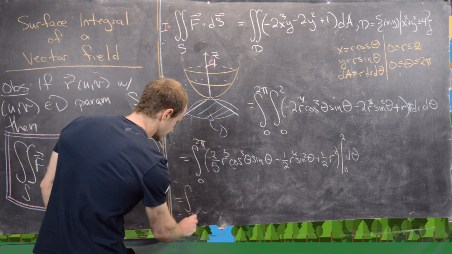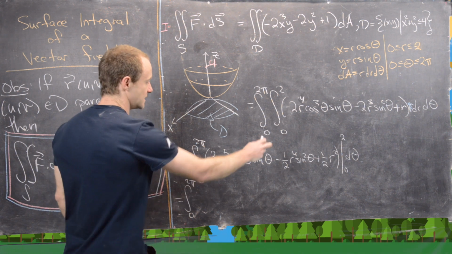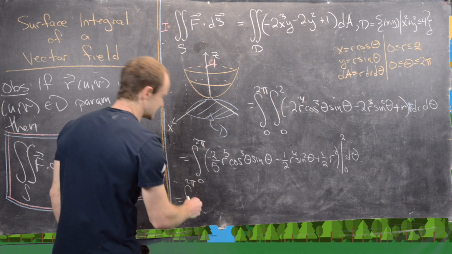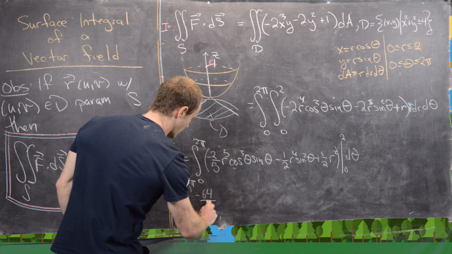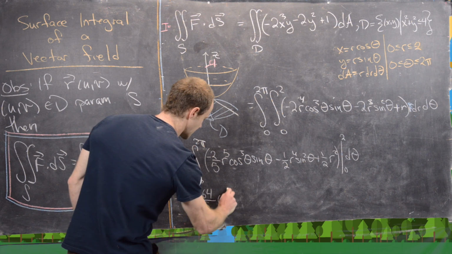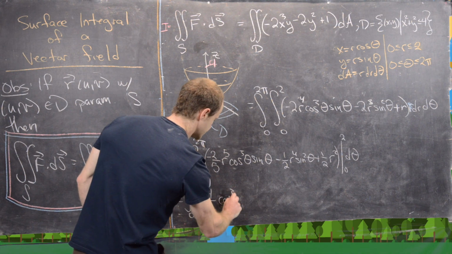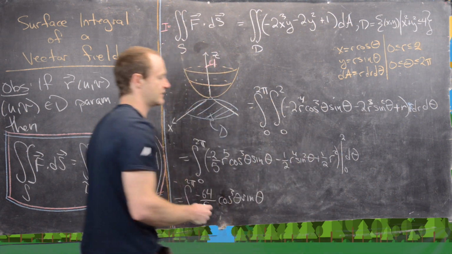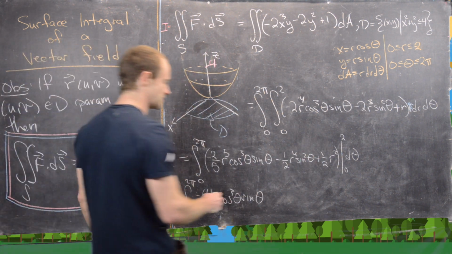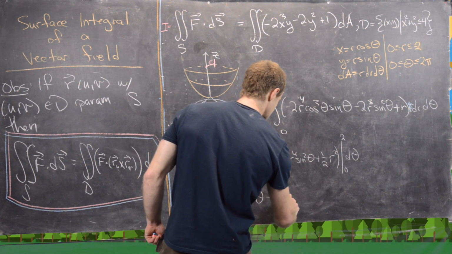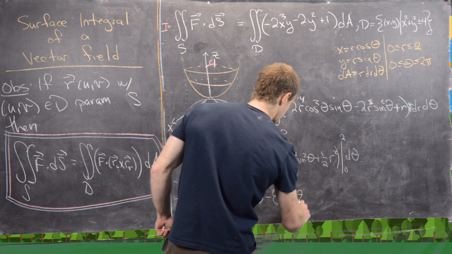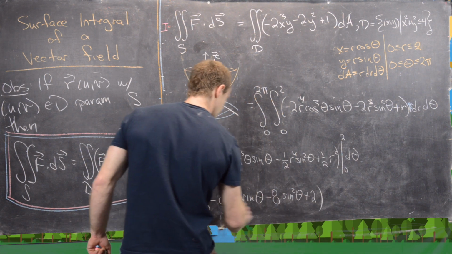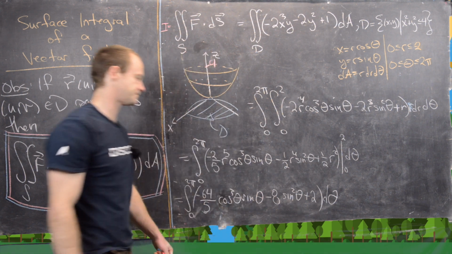That's going to be the integral from 0 to 2 pi of, so let's see, 32 times 2 is 64 over 5, so we have minus 64 over 5 cosine cubed theta sine theta. And then here we're going to have 2 to the 4th, which is 16, divided by 2 is 8. So that's going to be minus 8 sine squared theta, and then plus 2. And then we have d theta in the end.